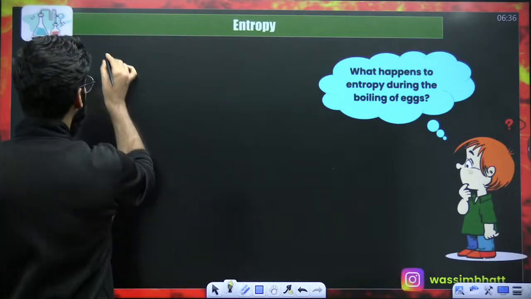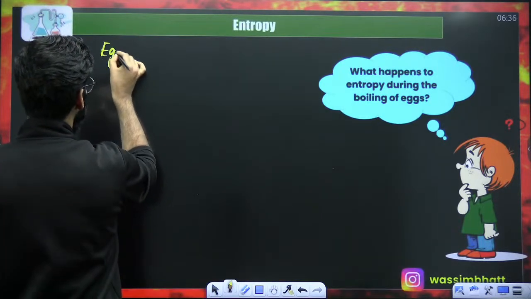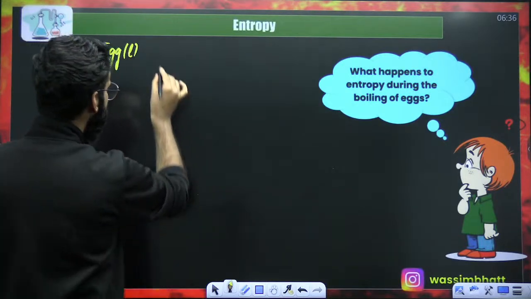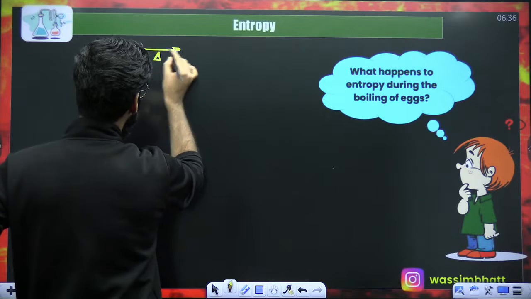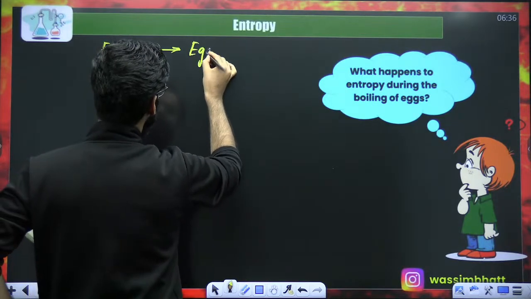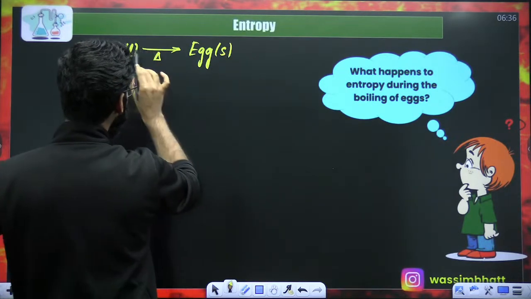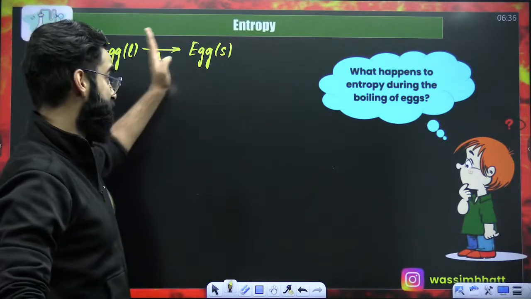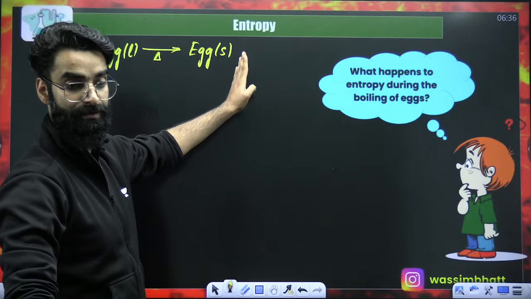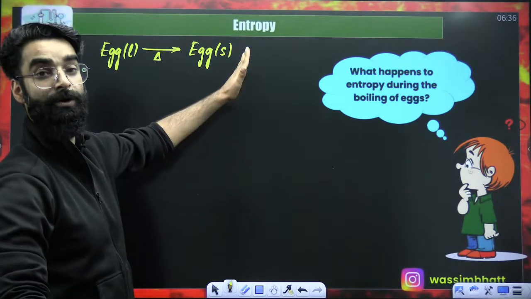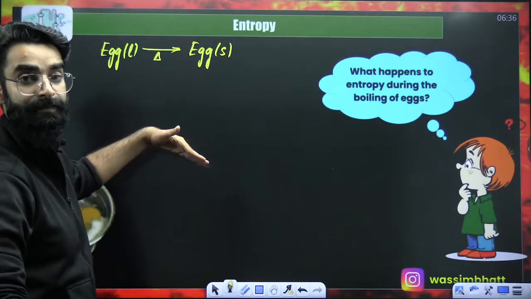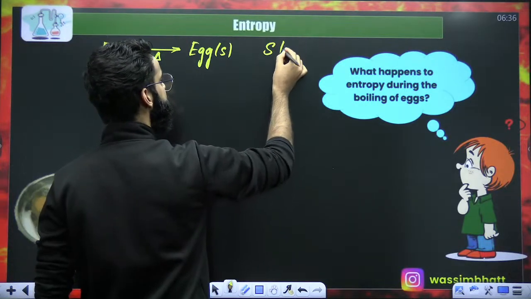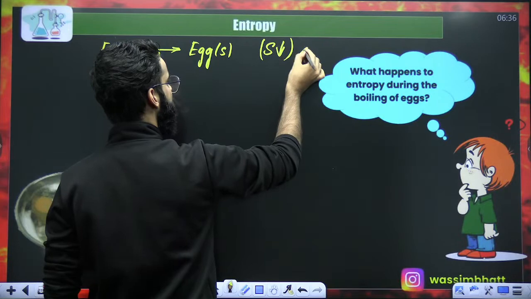My dear students, for example, I have an egg over here and it's in liquid state. Now, what exactly am I going to do? I'm going to heat it up. When I heat it up, this egg gets converted into solid. So basically, liquid is getting converted into solid. Liquid to solid is more disorder to less disorder, right? That means disorderness is decreasing. Entropy should decrease, but it is not happening.